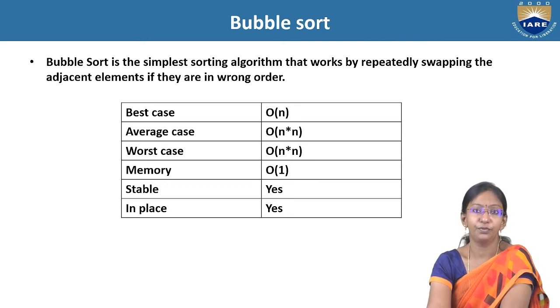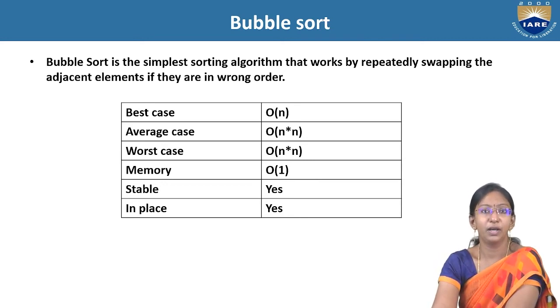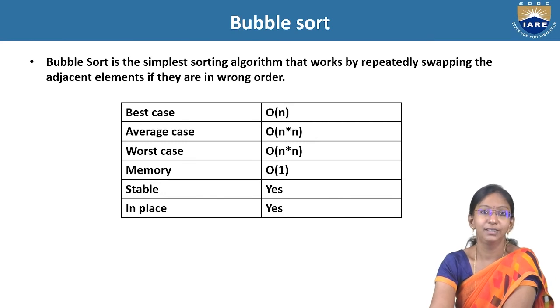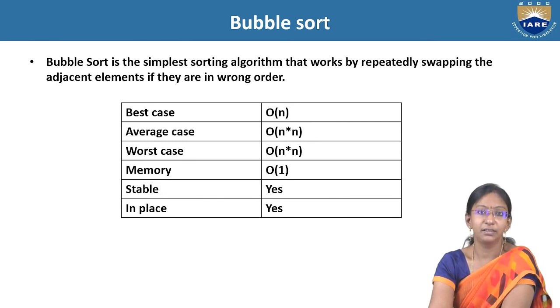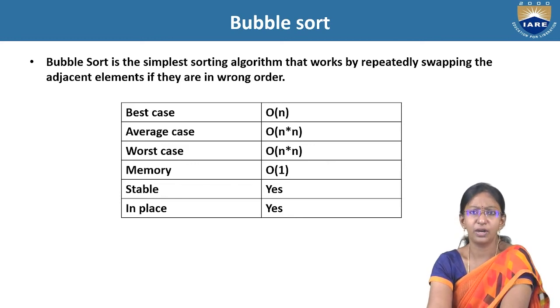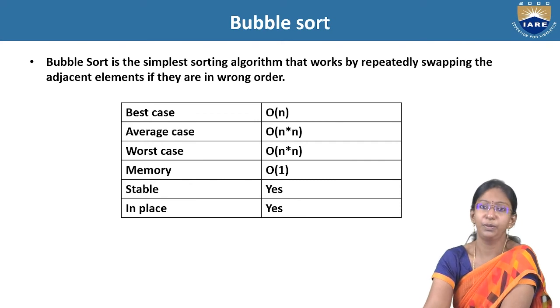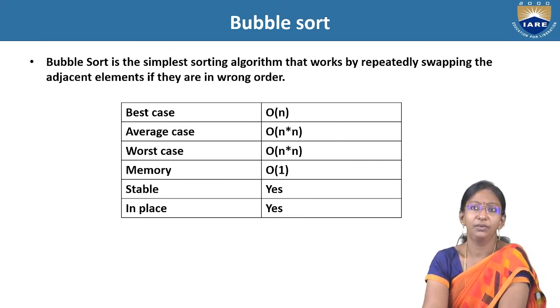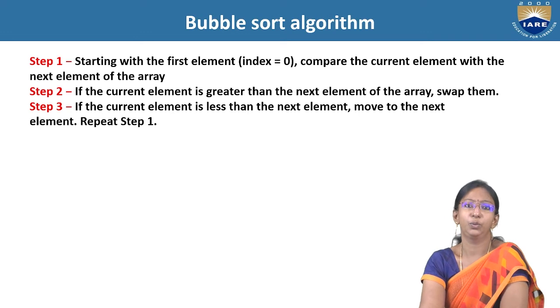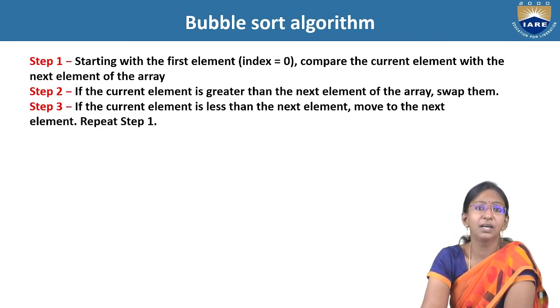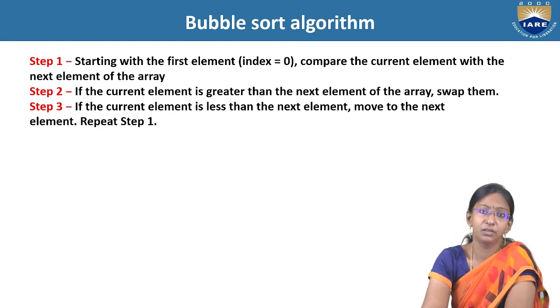Best case is order of n, that is the case where the list is already sorted, and average and worst case are order of n squared. It does not use any extra space, so the space complexity is big O of 1. It is stable and in place. Data is not going to be moved to any other place. So how does it work? The algorithm simply says to compare two consecutive elements. That is the simple fundamental of bubble sort.